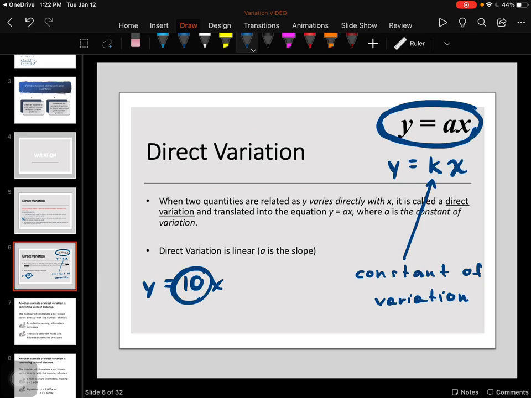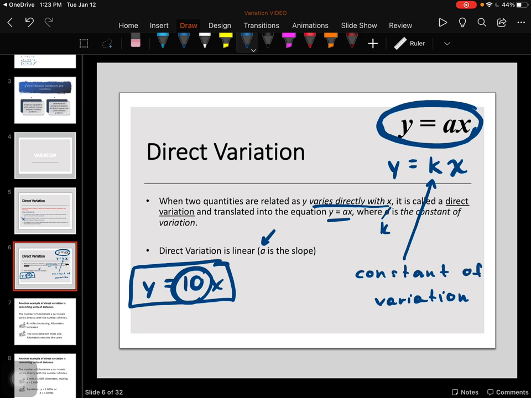When 2 quantities are related as y varies directly with x, it is called direct variation, and we use this equation. I said k is sometimes the constant of variation instead. And you'll see that this is linear because we know if we graph something like y equals 10x, that 10 is going to be the slope. Again, a or k, it's interchangeable. I'll probably use k more often.